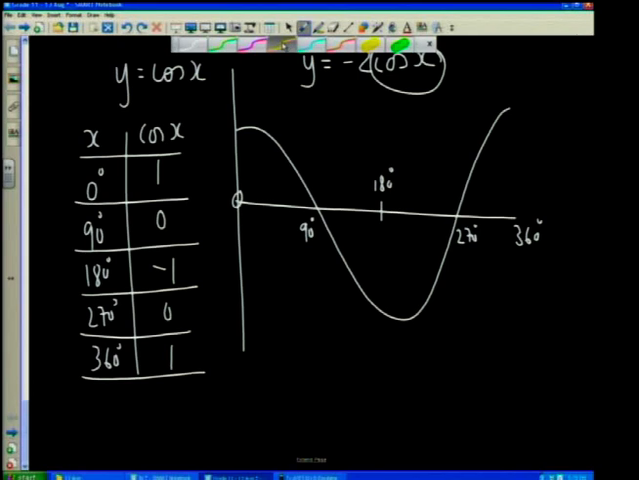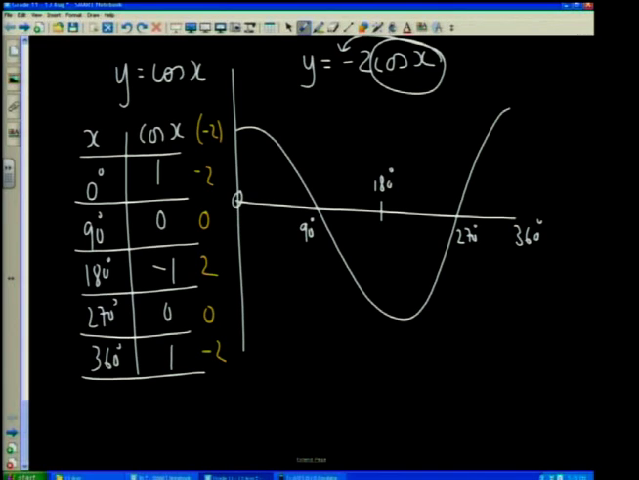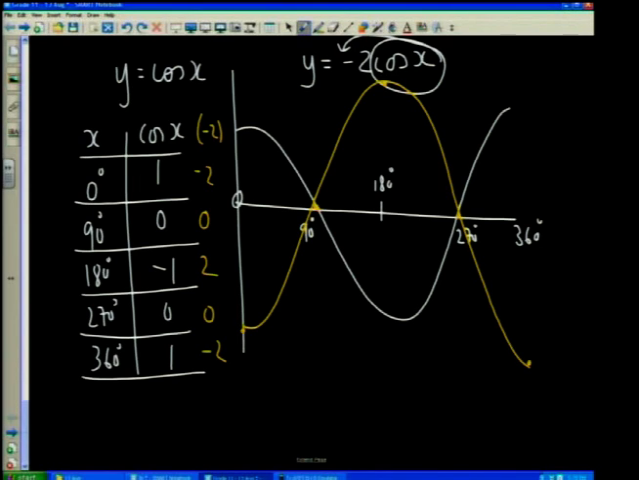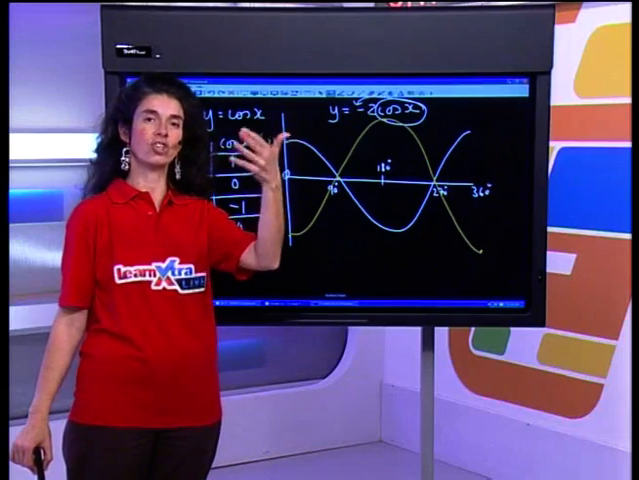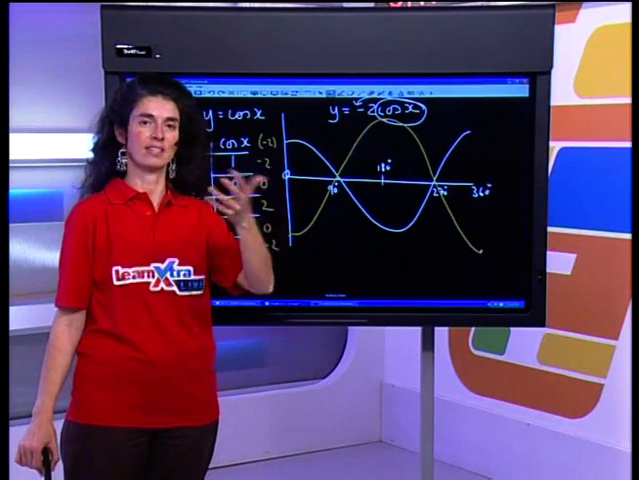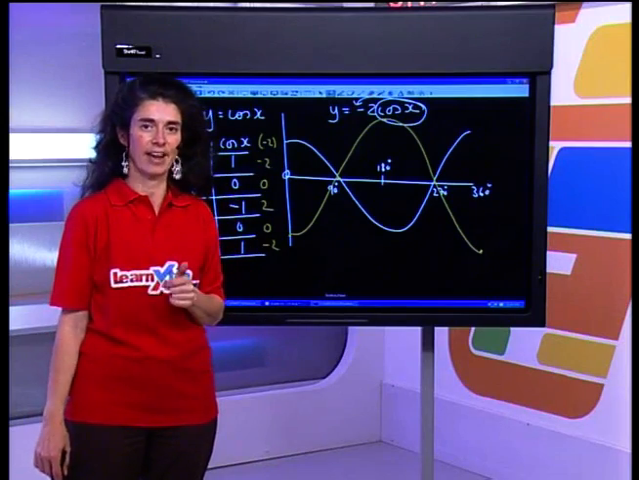What do you get? I would get a negative 2 if I multiply by negative 2. I would get a 0, I would get a 2, I would get a 0, and I would get a negative 2. Then you go back to your quadrant angles because those haven't changed, and you plot those values. I now get a negative 2, a 0, a positive 2, a 0, and a negative 2. So my graph would look like that. It would be a reflection about the x-axis, or a reflection about the angle axis.